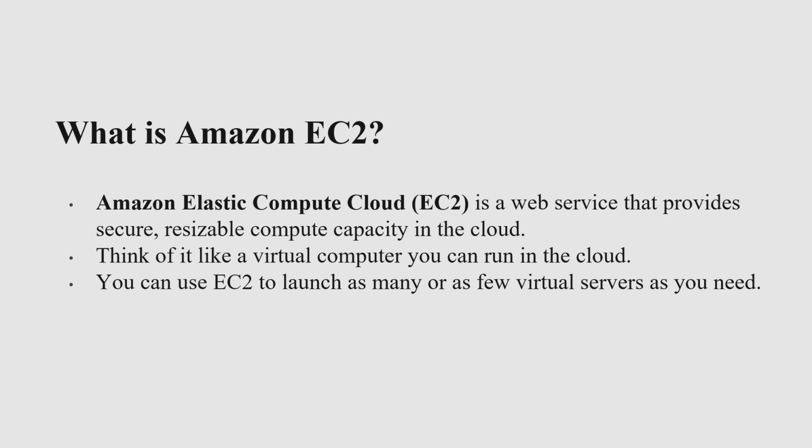What is Amazon EC2? EC2 stands for Amazon Elastic Compute Cloud. It is a web service offered by AWS that gives us secure and resizable computing capacity in the cloud. Think of it as a virtual computer that you can launch and use from anywhere without needing a physical machine. You can use EC2 to launch as many virtual servers as you need. Whether it's one server or hundreds, EC2 can handle it and you only pay for what you use.